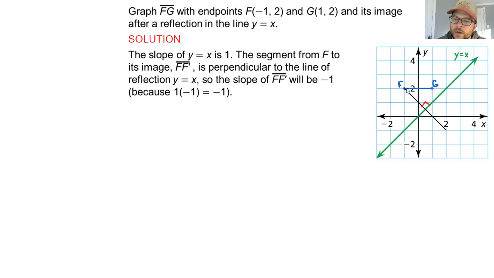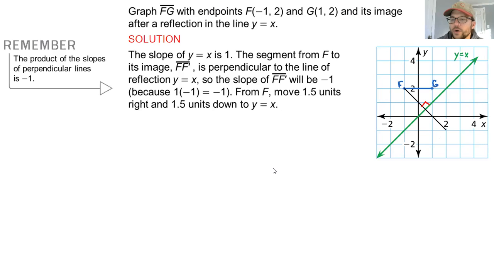So we're going to use the slope of -1 from our coordinate point F and count that distance. So we're going across 1 box and a half box and a 1 in the same direction to get our new image F.